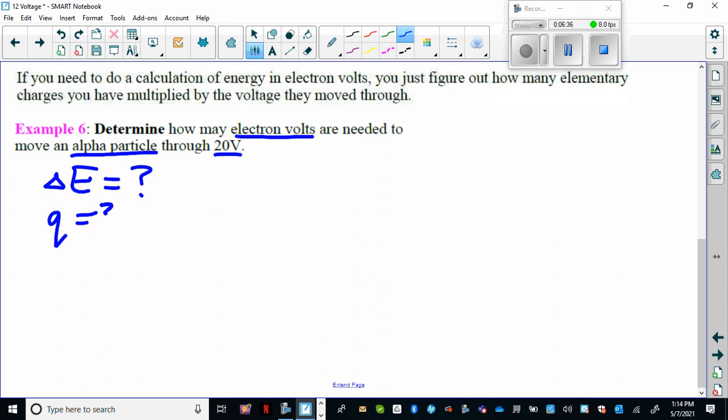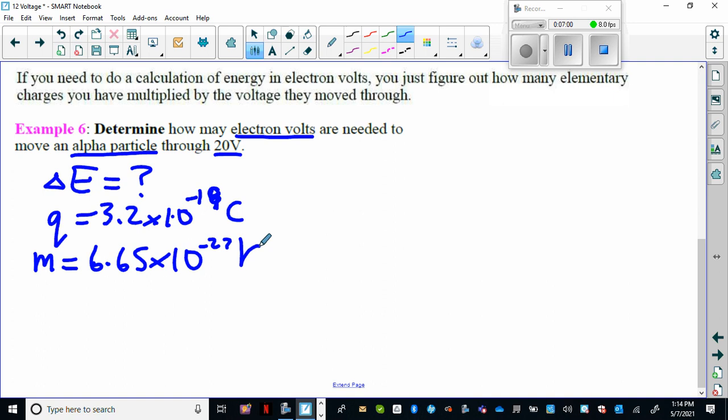How many electron volts are needed to move an alpha particle? As soon as you see alpha particle, you write down the 2 pieces of information that you can get off your formula sheet about an alpha particle. An alpha particle has a charge of 3.2 times 10 to the negative 19, what am I doing, 16? Negative 19 coulombs, and it has a mass of 6.65 times 10 to the negative 27 kilograms. These are both from your data sheet, your formula sheet. And we're moving it through a potential difference of 20 volts.